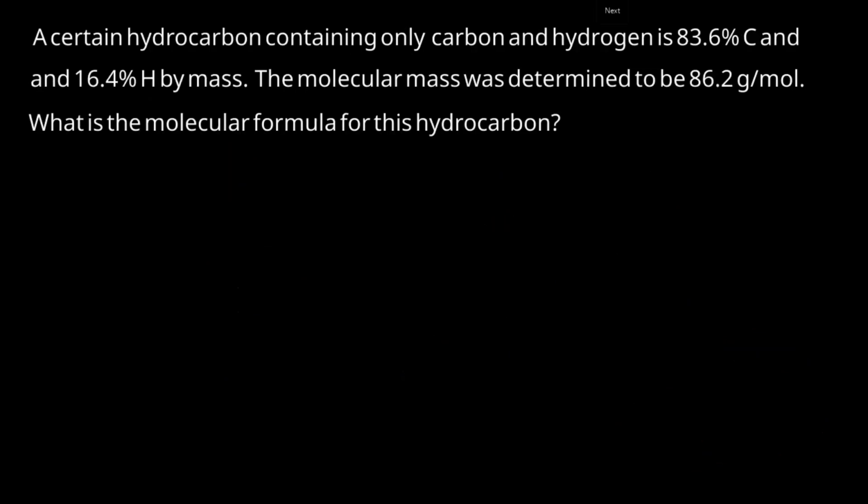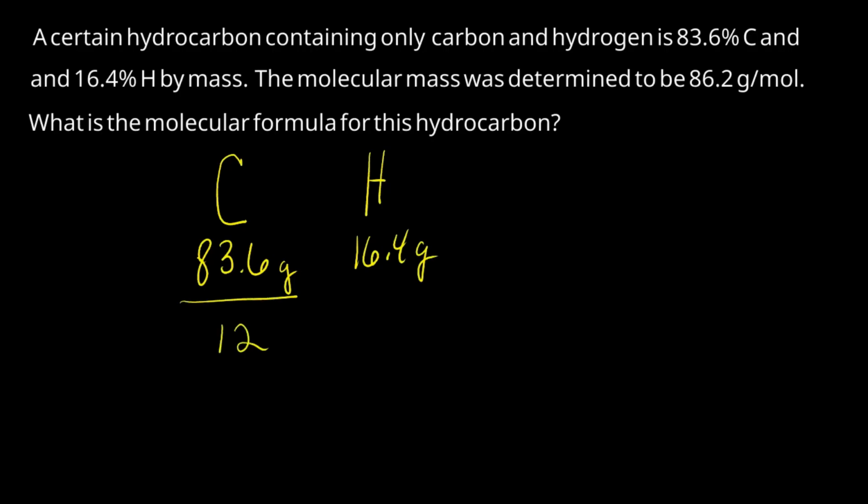The next order of progression will be molecular formulas. Molecular formulas tell us the actual number of atoms in a molecule, whereas empirical formulas give the simplest whole number ratio. Molecular formulas give us the actual number of each type of atom per molecule. So here we have a hydrocarbon that contains carbon and hydrogen. It's 83.6 grams of carbon and 16.4 grams of hydrogen. Divide this one by 12, this one by 1. So we're going to do an empirical formula just like before.